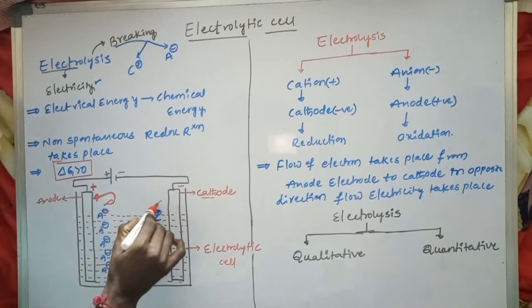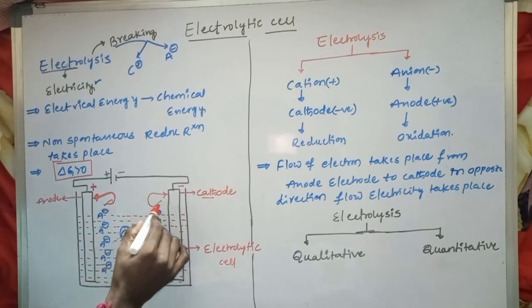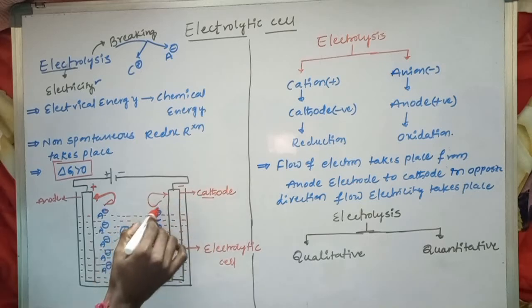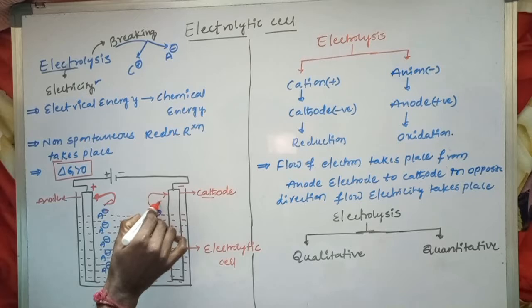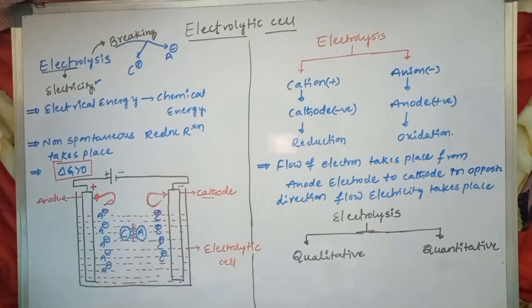Next, the cation migrates towards the cathode side. Why? What is the charge of the cation? Positive. And what is the cathode charge? Negative. These are oppositely charged particles, so the cation migrates towards the cathode side.